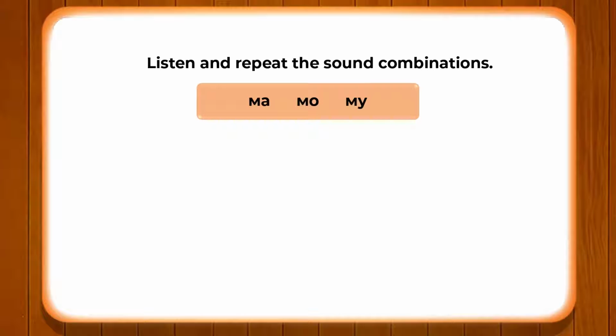Ma, mo, mu, am, om. So, here we have a combination of a consonant m and a vowel a. So, the sound of m and a is ma. Likewise, m and o, mo, and m and u, mu. Likewise, the combination of letter a and m is am, and letter o and letter m is om. Likewise, the letter u and letter m is um.